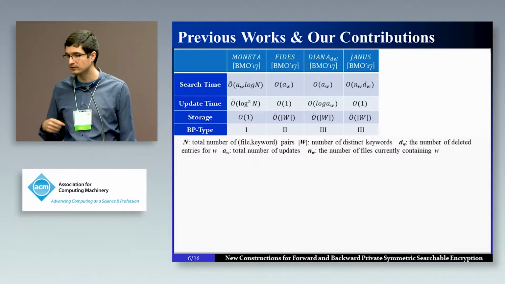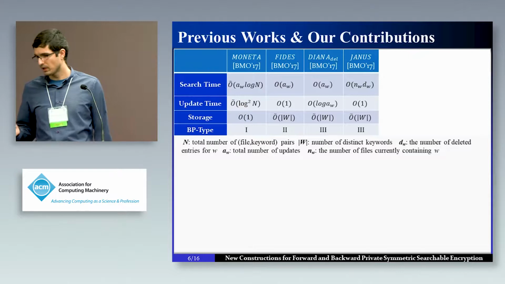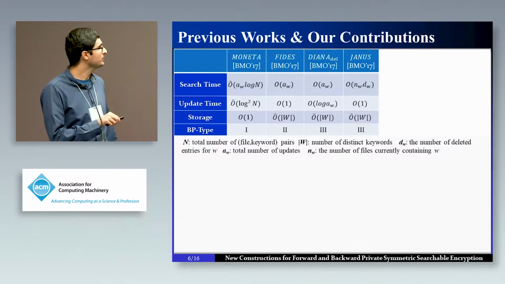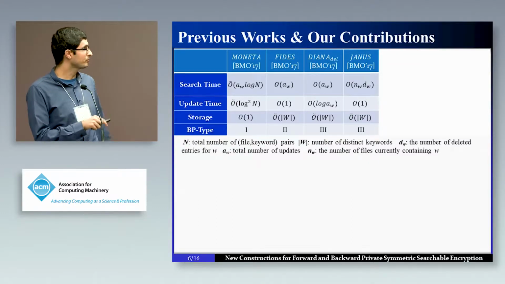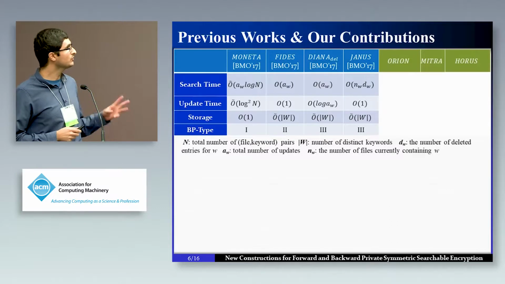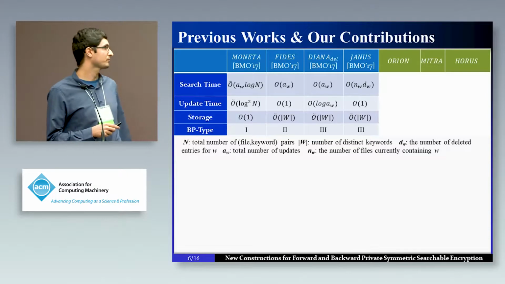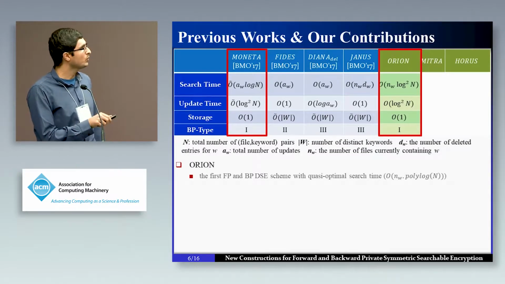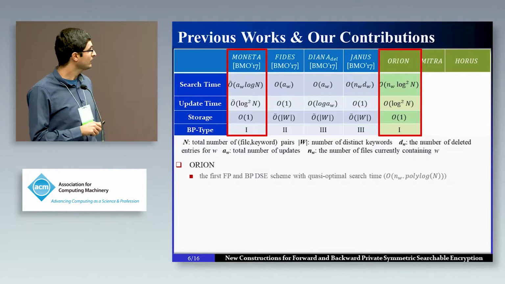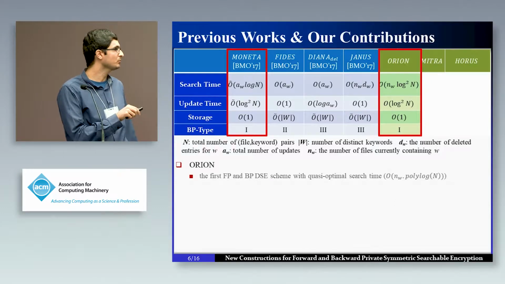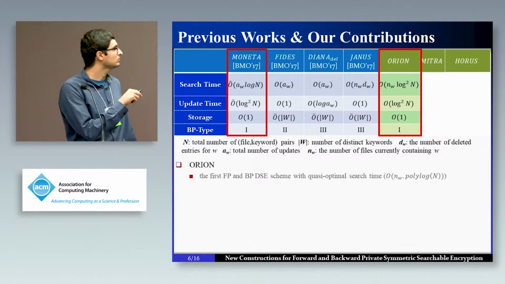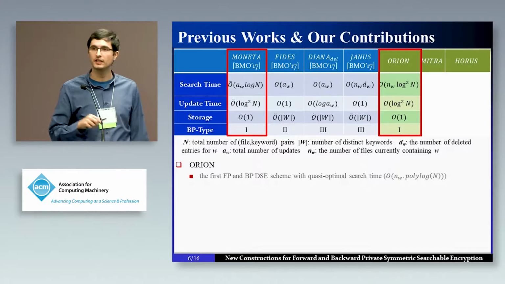Let's see what has been done and what is our contribution. The same paper of last year's CCS proposed 4 backward private schemes: Moneta, which is BP1, Fides, which is BP2, and Dianadel and Janus, which are BP3. We proposed 3 backward private schemes, ORION, MITRA, and Horus. ORION is BP1 and is an improved version of Moneta, both in theory and in practice. Furthermore, it is the first scheme with quasi-optimal search time. It means that its search computation time depends only on the number of files currently containing keyword W.